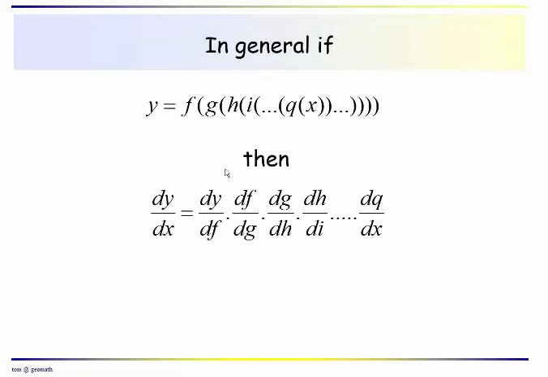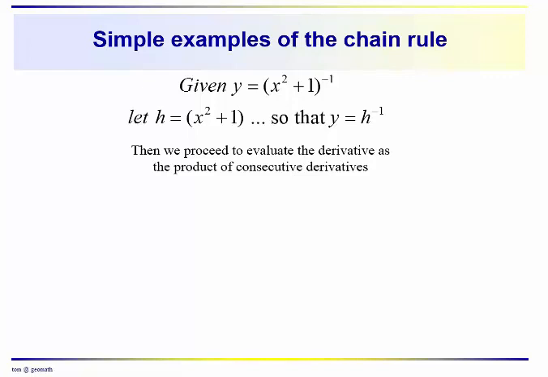So in general, when we're differentiating a function which is a function of another function which is a function of, and so on and so forth, and we have a complex string of interrelationships, then the derivative dy/dx is just going to be equal to dy/df times df/dg times dg/dh, and so on. So we have this series of products. These df's cancel out, the dg's cancel out, the dh's cancel out, the dq's cancel out, and we end up with dy/dx.